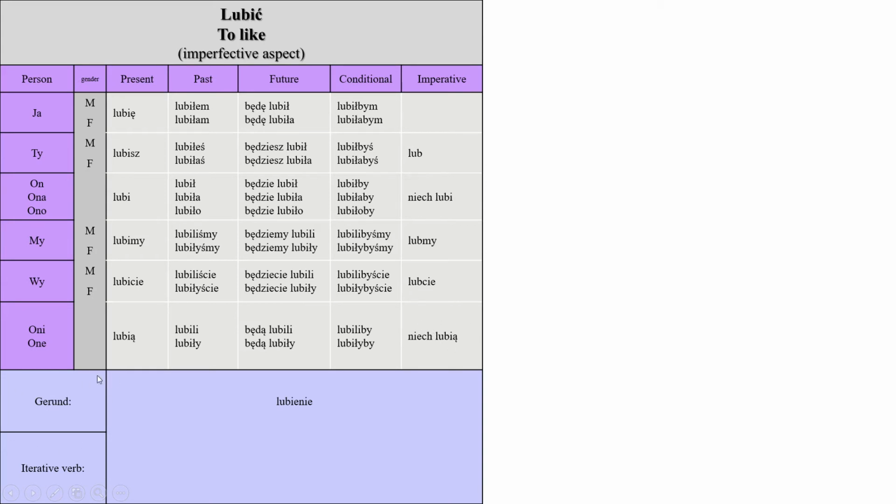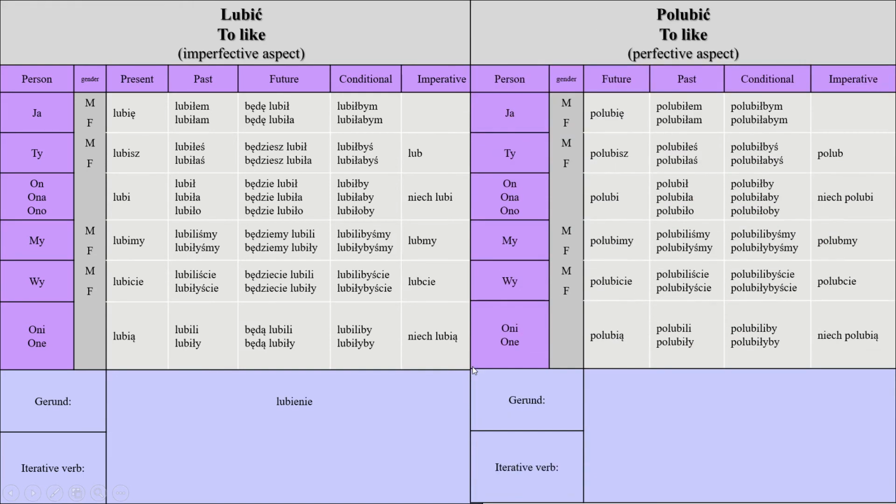The gerund of this verb, which is the name, is lubienie, the liking. They kind of are the same. This form is the same for many verbs. And it doesn't have an iterative verb. Let's go to the perfective aspect.